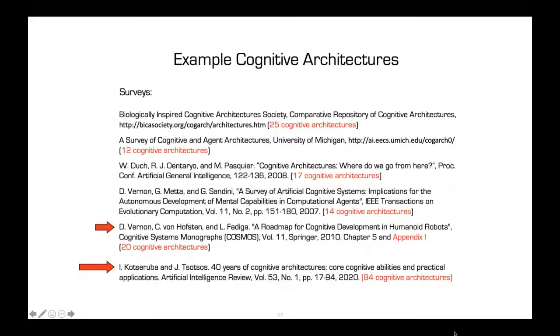So if you want to look at different surveys, there's several of them out there. The Kotseruba and Tsotsos one is absolutely definitive. But the one thing they don't do is provide a summary of each individual cognitive architecture. Rather, they audit them to say what capabilities and capacities they have. If you want to read a summary of each of the cognitive architectures, there's a summary in the book that I've identified here.